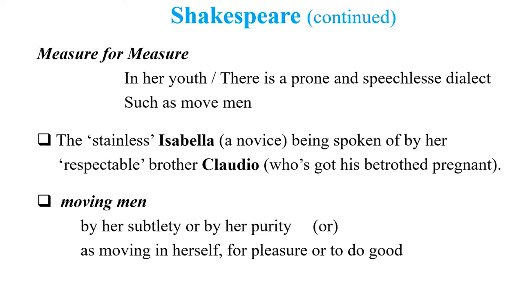And Claudio says stainless Isabella, pure, she is going to be a nun. Maybe he is implying that, or he is implying that in her youth she moved men, maybe she can move now. He is implying something else. We don't know. It's open to interpretation, depending on the context, on who reads. Maybe my bad mind reads like this, or your good mind doesn't read that. Okay, this is one ambiguity.